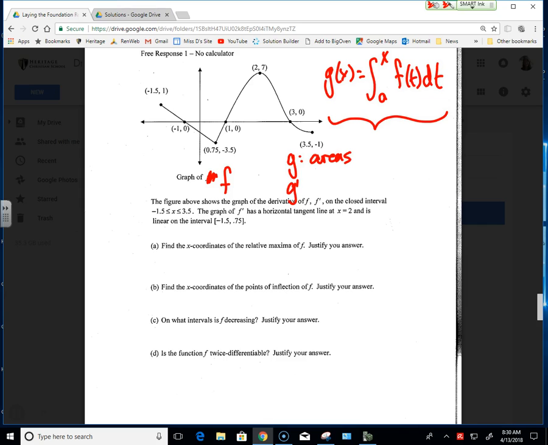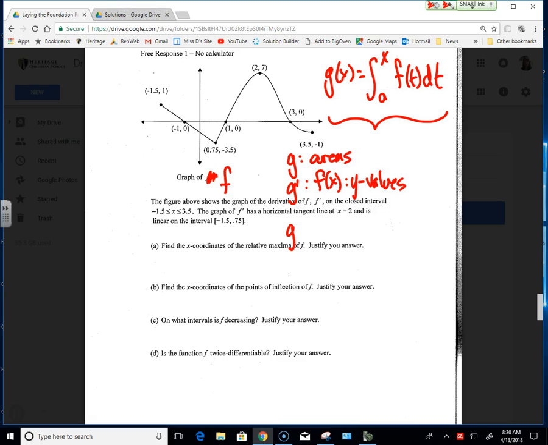To think about g prime, to find prime, what do you have to do? Take the derivative. What's the derivative of an integral? Just plug them in. f of u times, well, u prime is just 1, so it would be f of x. You would just look at the y value of this guy.